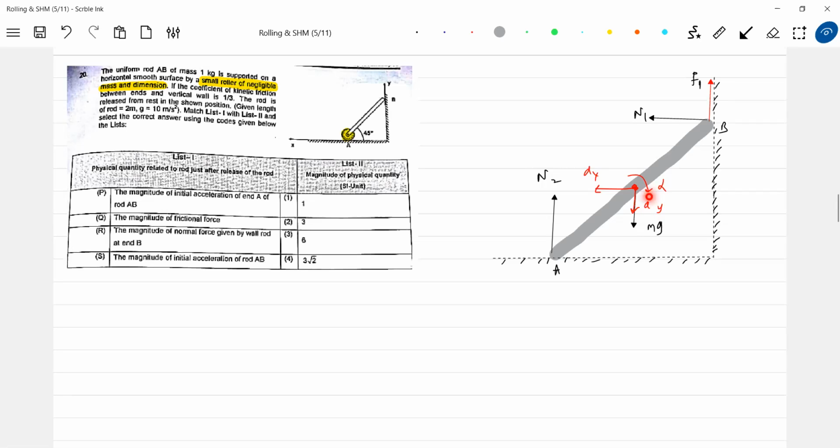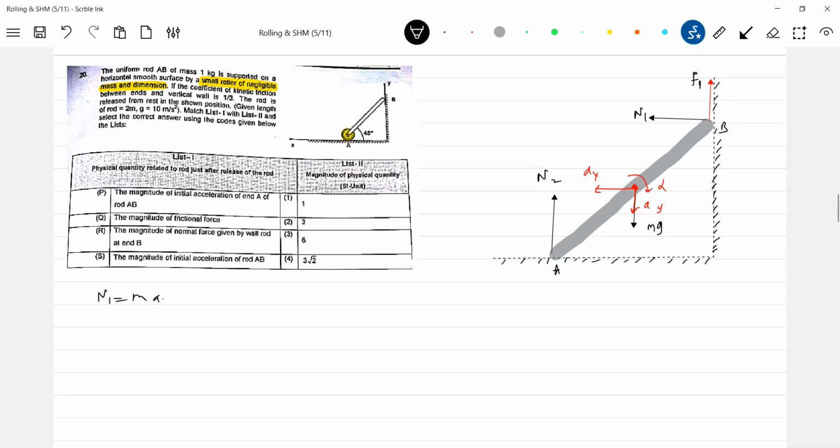Sir, what about alpha? Under action of all this, there'll be torque set up and it will rotate about its center of mass. Let's see what all we can do. So this is one basic assumption. This is very important. So let's write all the possible equations.